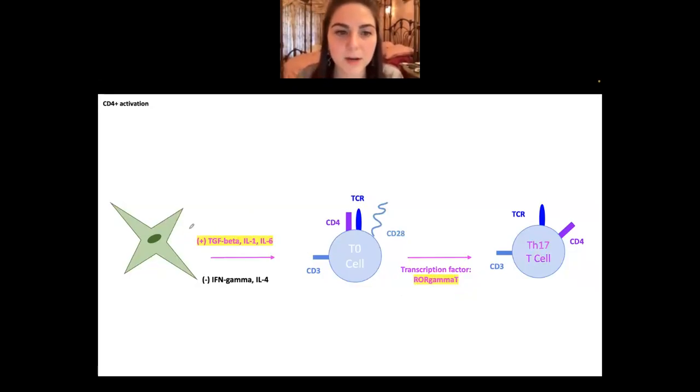All right, how about if it releases TGF beta, IL-1, IL-6? It's going to upregulate something called ROR gamma T. You're going to see it written like this, ROR gamma T. And then this would be a Th17 cell.